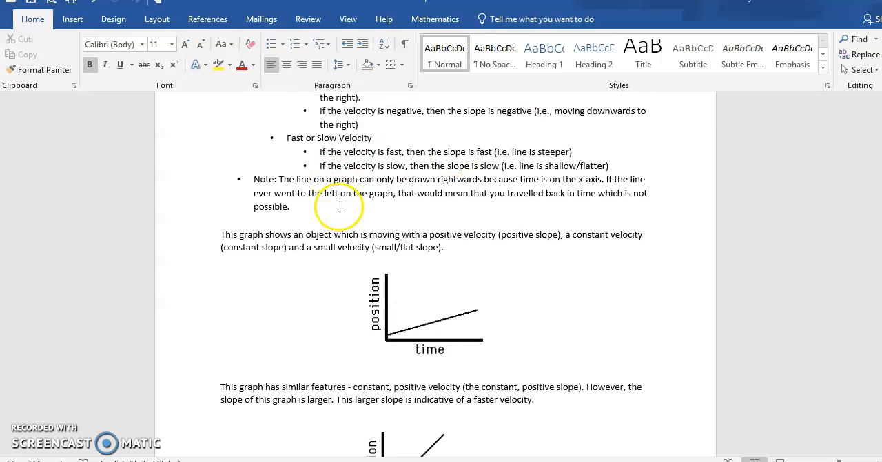So just remember, the line on the graph can only be drawn towards the right because time is on the x-axis. If the line ever went to the left, so if you ever traveled back this direction, that would mean you traveled back in time, which right now isn't possible.